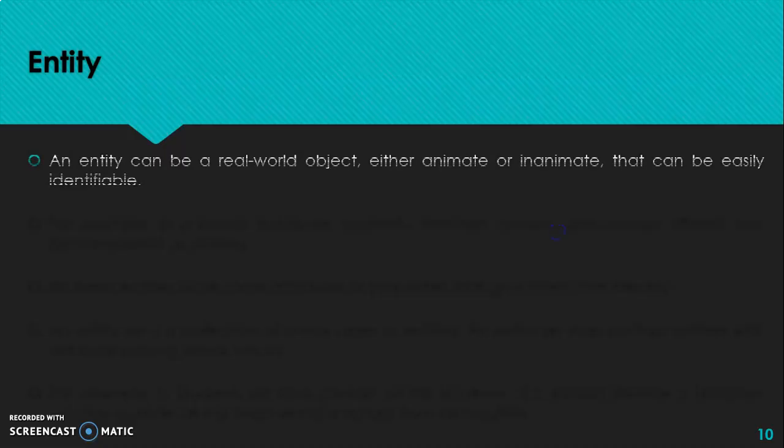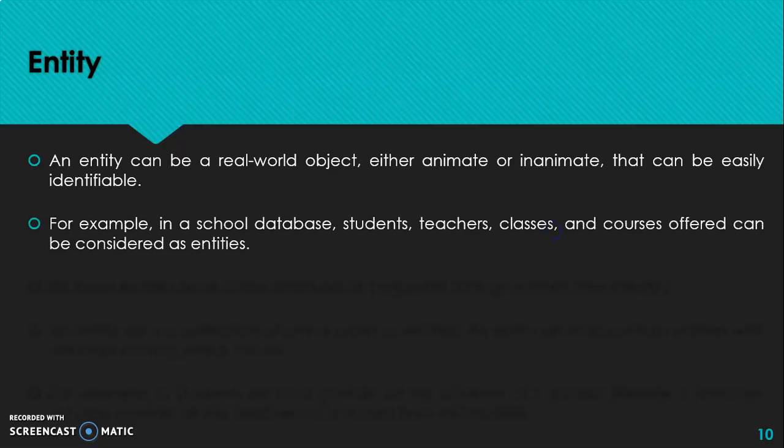Now what is an entity? An entity can be a real world object, either animate or inanimate, that can be easily identifiable. It means it can be a real world object that is either living or non-living. For example, in a school database, a student or teacher becomes an animate entity, a real world entity that is living, but the classes or the courses offered are inanimate; these are real world objects but non-living things. So these all become entities.